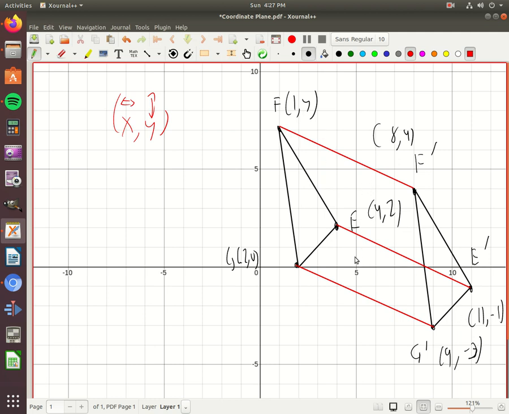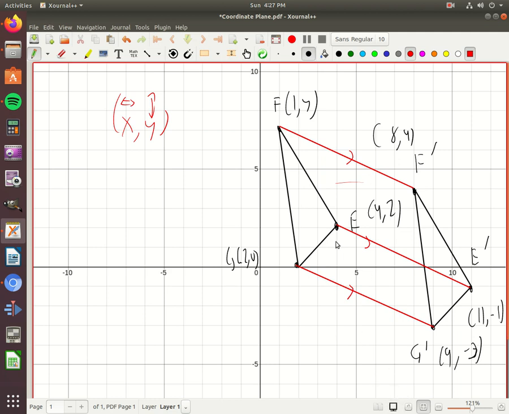Next thing, they asked me to draw these lines and compare. Well, the slope is -3/7, -3/7, -3/7. So all of these have the same slope, so these should definitely all be parallel lines. Hopefully we're okay with that.